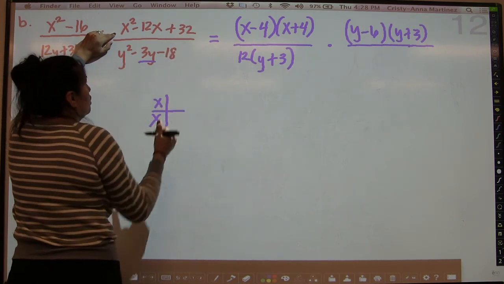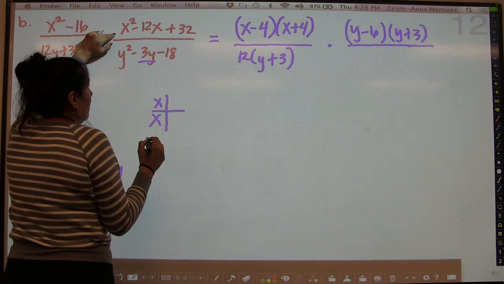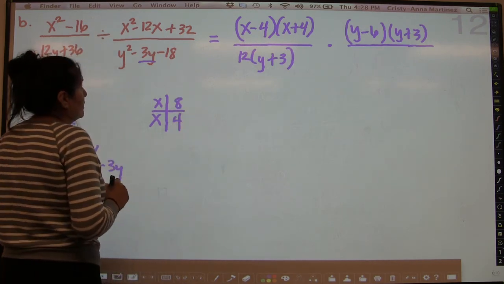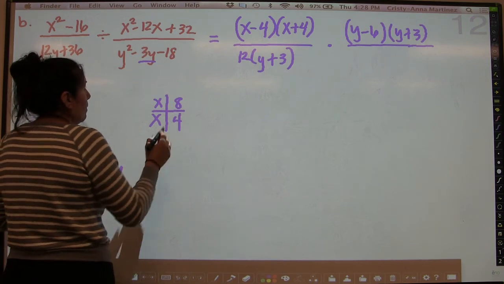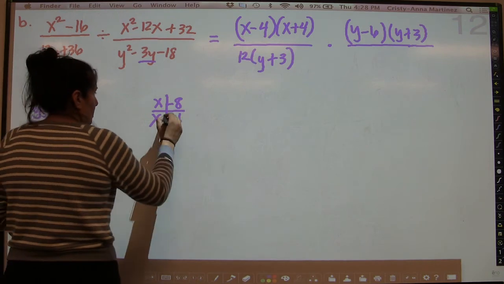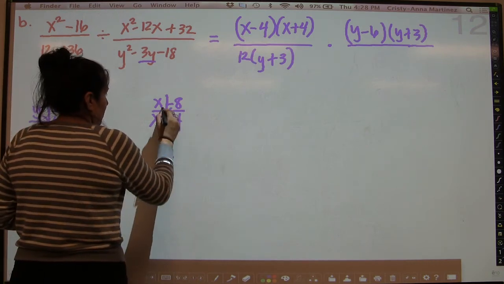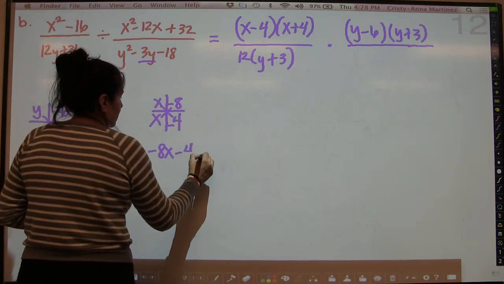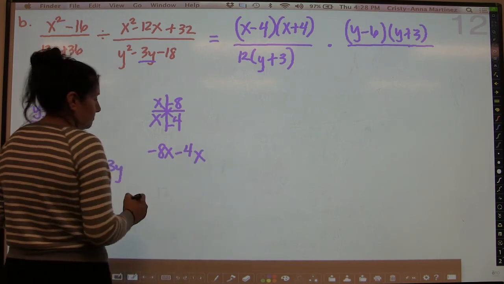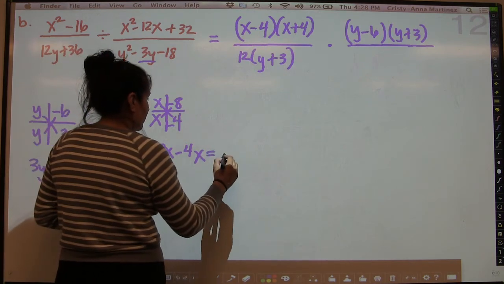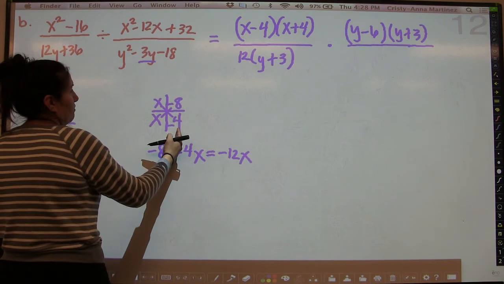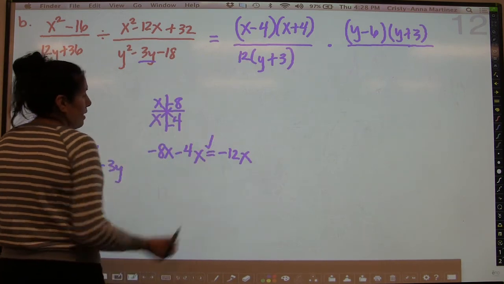To get a 32, we can probably do something like 8 and 4. 8 times 4 is 32. And we want this to both be negative because we need a negative 12 and negative 8x and negative 4x. Sorry about that, my pen's delayed there. That is going to give us a negative 12x, and then negative 8 times negative 4 is positive 32. So those are the right numbers.